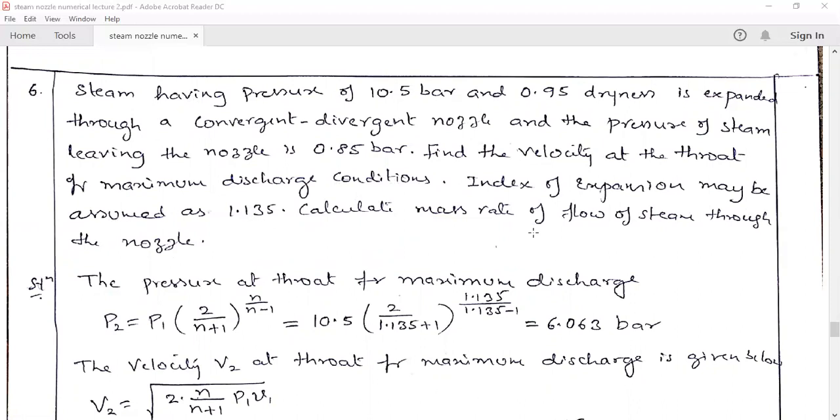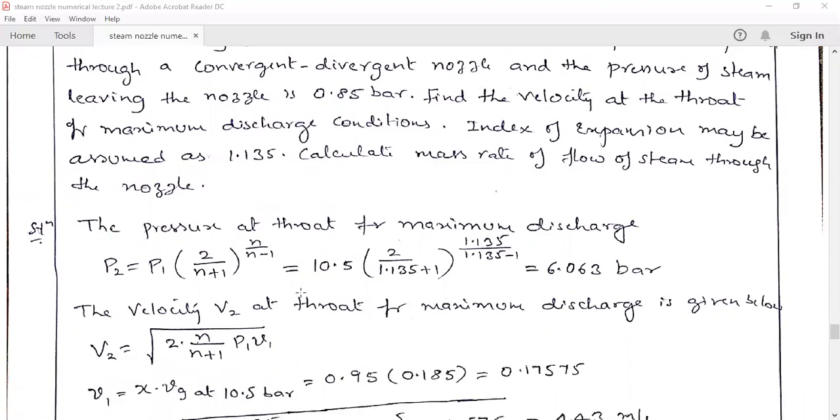So what you need to do is find out the mass flow rate of the steam through the nozzle. For maximum discharge conditions, please note this, you need to find the velocity at the throat. For that, first find the pressure at the throat. So pressure at the throat is P2 equals P1 into (2 by n plus 1) power n by n minus 1. This n value is again 1.135 since it is a wet steam at the entry. So you'll get the pressure as 6.063 bar.